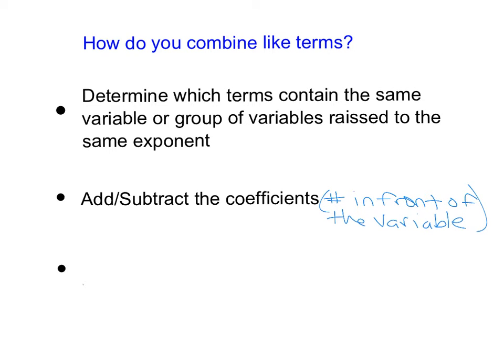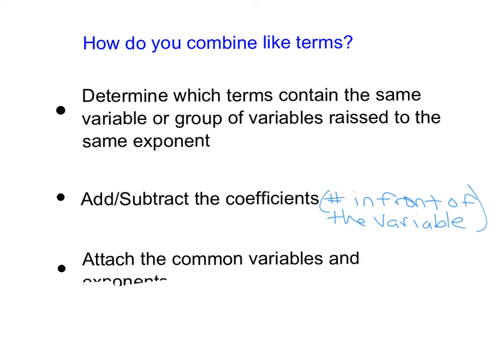And then once you add and subtract the coefficients, we just attach the variable. So for example, 8x squared plus 3x squared. These are like terms because the x's are exactly the same with the same exponent. So we add or subtract the coefficients. The coefficient is 8 and 3.